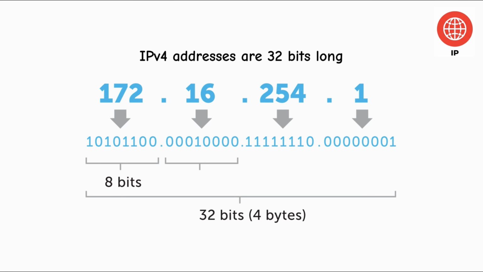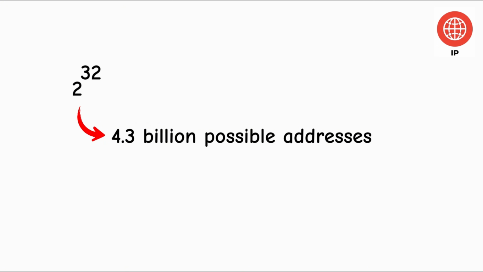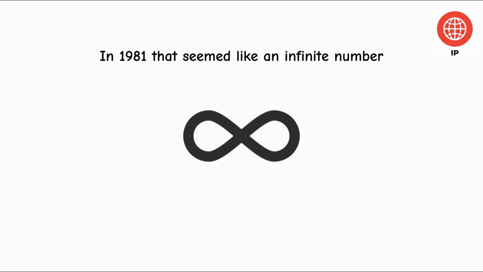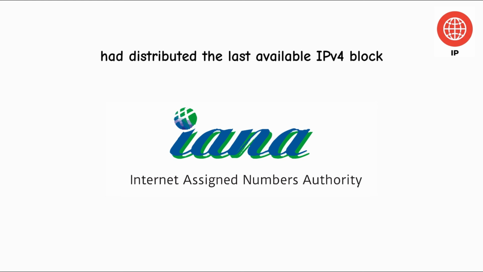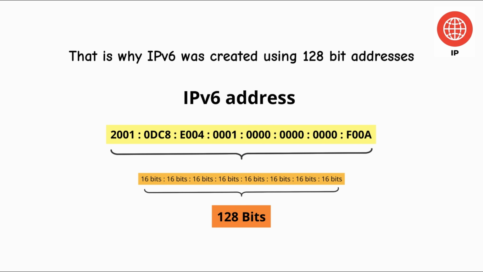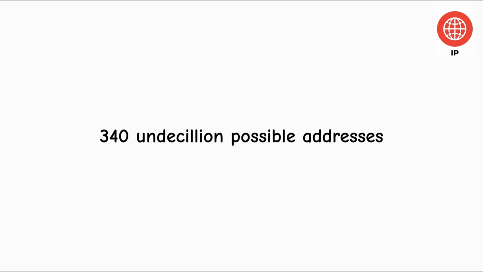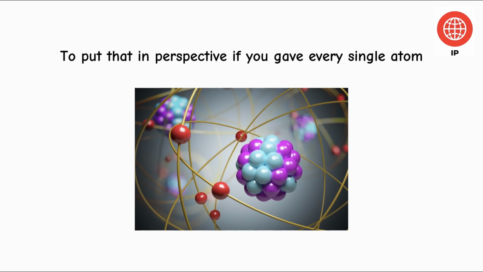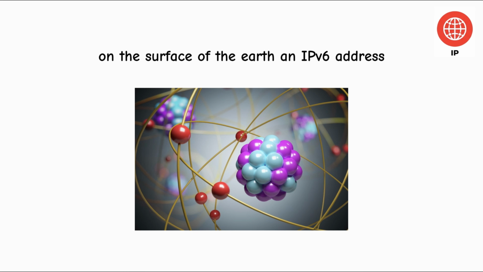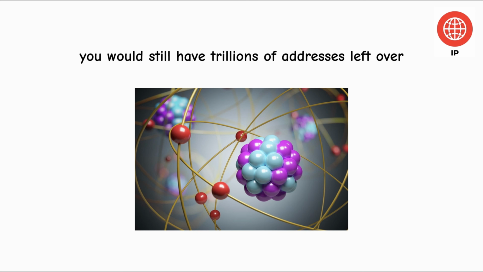IPv4 addresses are 32 bits long, giving a maximum of 4.3 billion possible addresses. In 1981, that seemed like an infinite number. By 2011, IANA, the organization that manages IP addresses, had distributed the last available IPv4 block. That is why IPv6 was created, using 128-bit addresses, giving us 340 undecillion possible addresses. That is 340 followed by 36 zeros. To put that in perspective, if you gave every single atom on the surface of the Earth an IPv6 address, you would still have trillions of addresses left over.